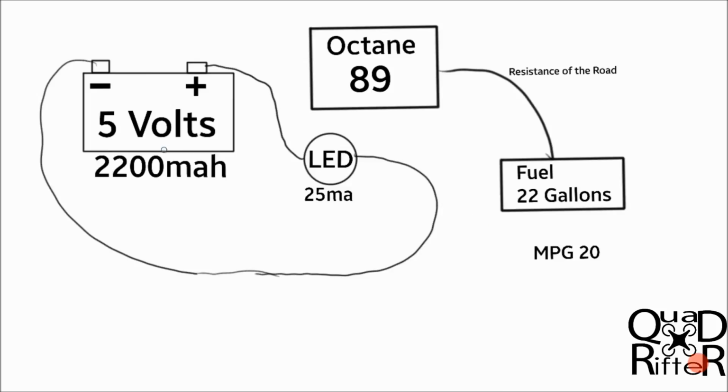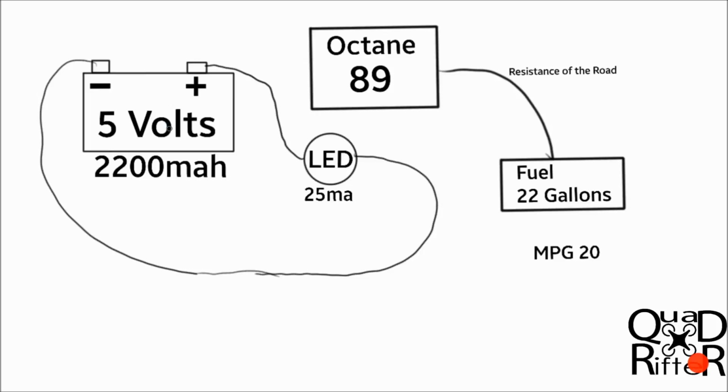You can think of amperage as your fuel. You've got 2200 milliamp hours over here in this battery. You've got 22 gallons of fuel here. The fuel has a rating of 89 octane. That's pretty standard for vehicles. 5 volts, that will run small LEDs no problem. Just a simple comparison.